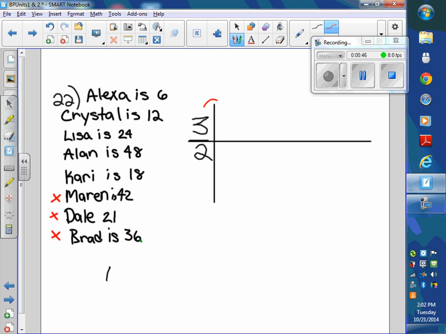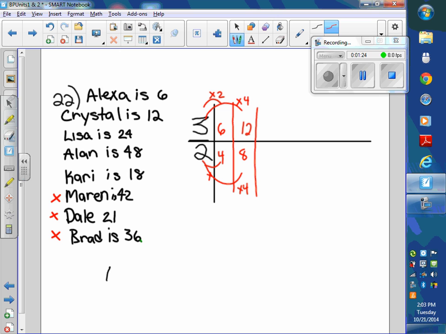So like we just talked about, I could get Alexa's age by doubling, but then I would get a 4-year-old. So that doesn't help me. So now I'm going to try to get Crystal's age. So I could take 3 and times it by 4 to get Crystal's age. So that means I would have to take 2 and times it by 4. And I get 8. So there's not an 8-year-old, so that doesn't work.